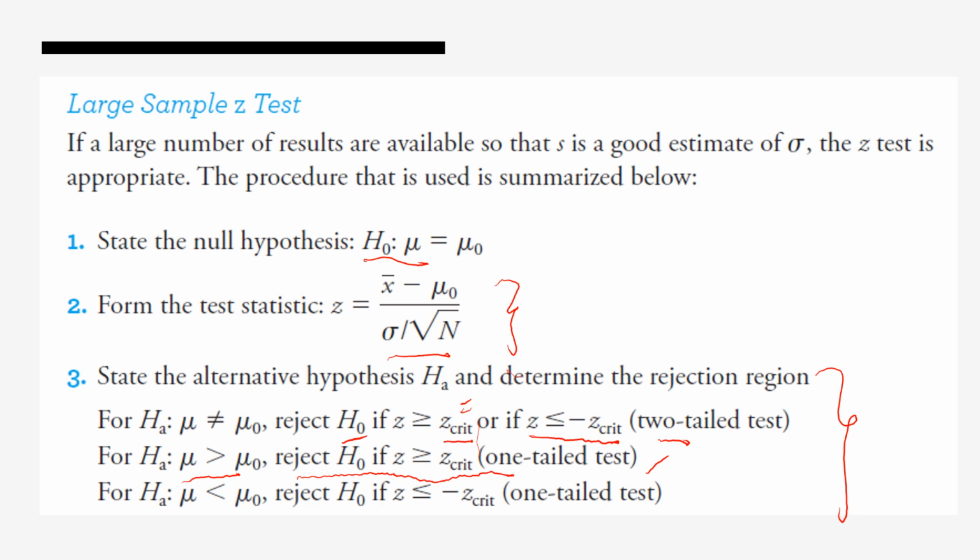And if you have an alternative hypothesis that your experimental population mean is less than your known population mean, you can reject your null hypothesis if that Z calculated is less than or equivalent to negative Z critical. Both of these only determine if it is greater than or less than, so it is a one-tailed test. But for this one, we do not know whether it's greater than or less than. We just know that it's different, so it's a two-tailed test.